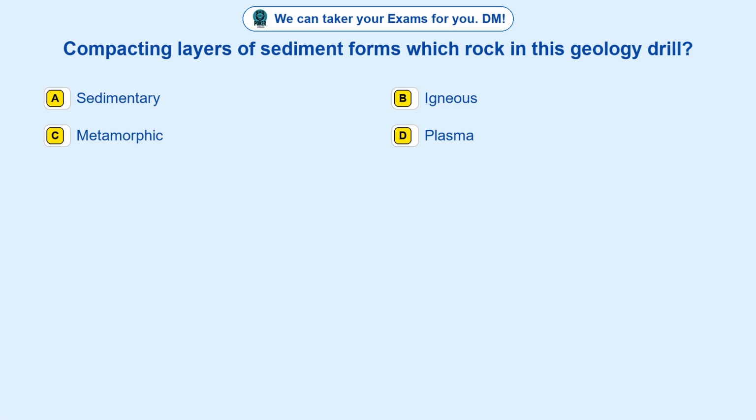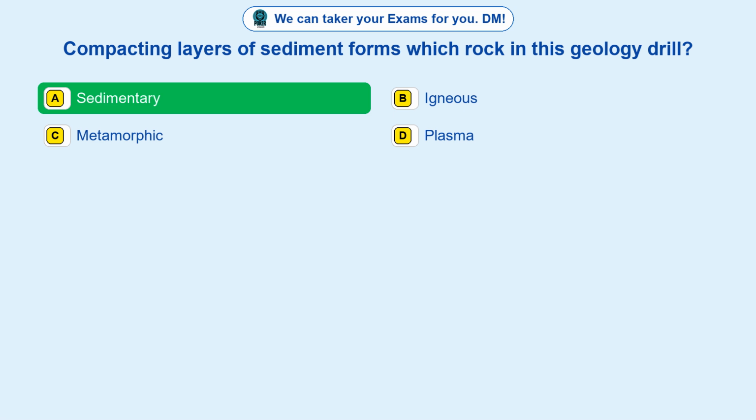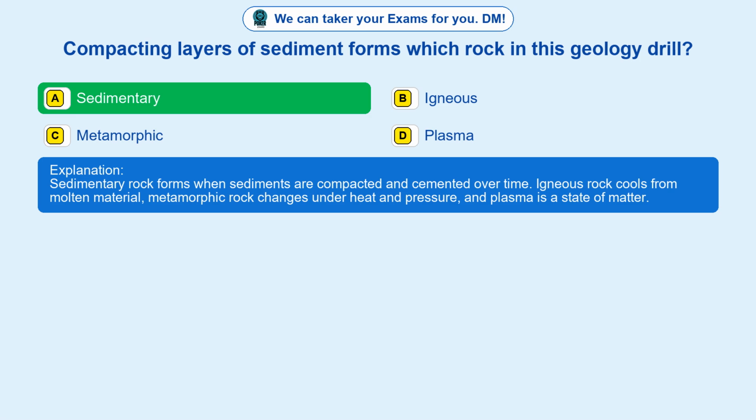Question 85. Compacting layers of sediment forms which rock in this geology drill? Option A, sedimentary. Option B, igneous. Option C, metamorphic. Option D, plasma. The correct answer is option A, sedimentary. Sedimentary rock forms when sediments are compacted and cemented over time. Igneous rock cools from molten material, metamorphic rock changes under heat and pressure, and plasma is a state of matter.